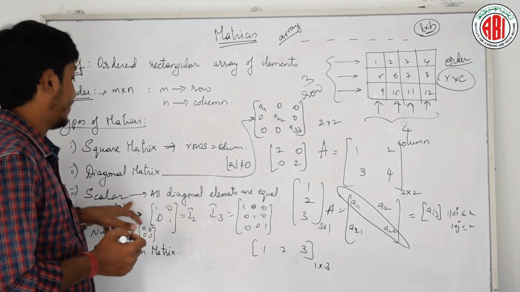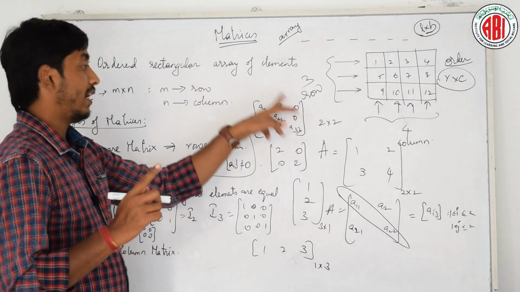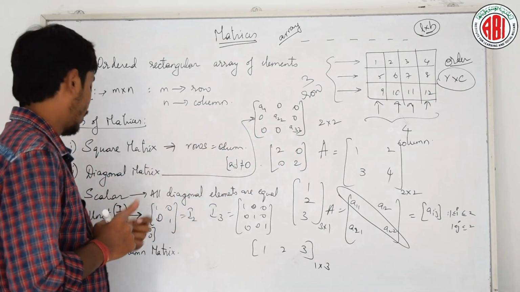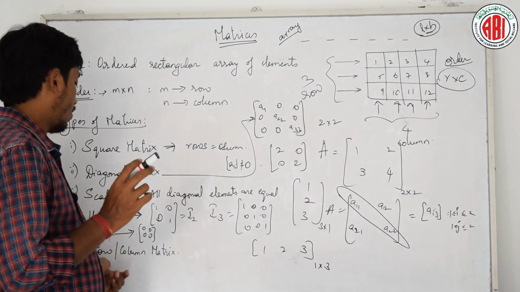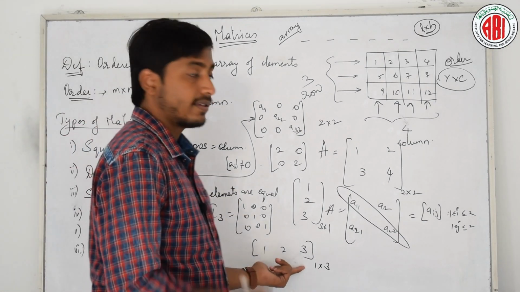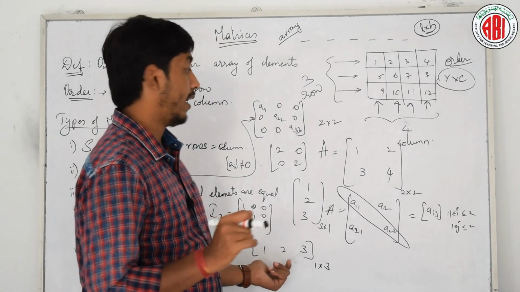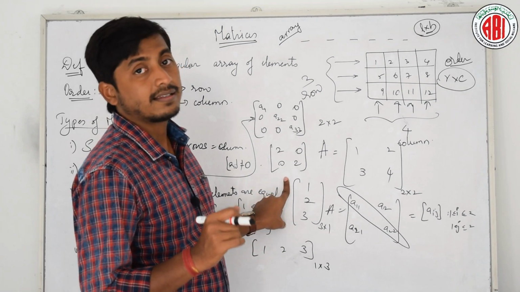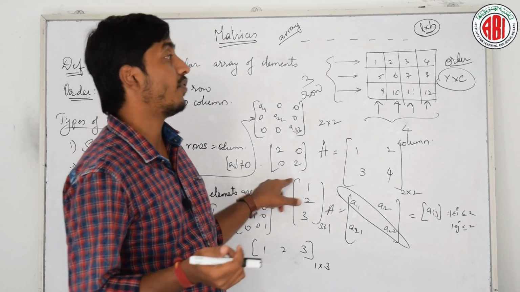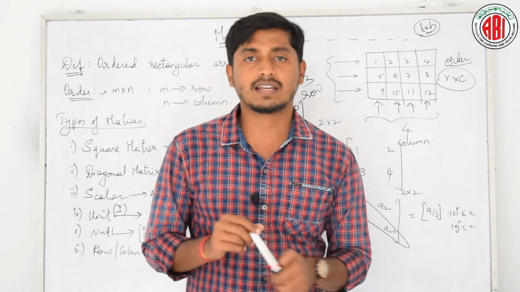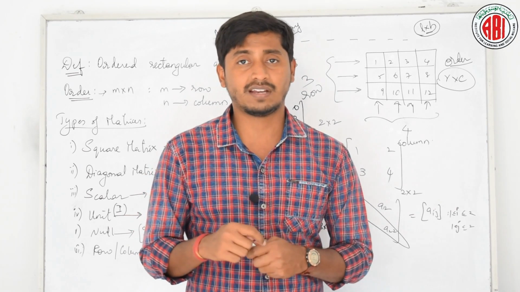A unit matrix is a scalar matrix in which the diagonal elements are 1 and the remaining elements are zeros. A null matrix is one in which each and every element is 0. Row or column matrices: a row matrix consists of only a single row irrespective of the number of columns, right? A column matrix has only a single column irrespective of the number of rows. Is it clear? Shall we do a few more things on matrices?